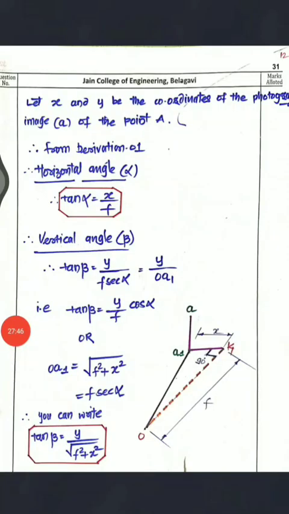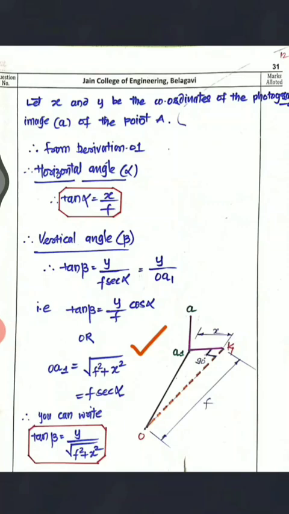Now here OA1 is F sec alpha, right? So tan beta is equal to Y divided by F sec alpha. Now you can write that as Y by F into cos alpha, or else you can write OA1 is equal to square root of F square plus X square, that is F sec alpha. You can write tan beta is equal to Y divided by square root of F square plus X square.